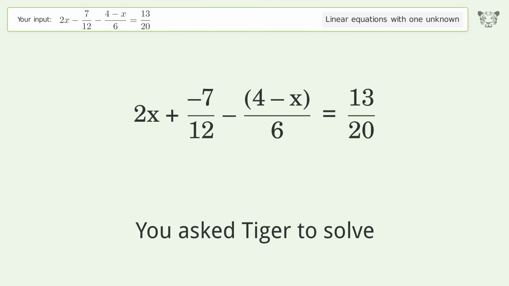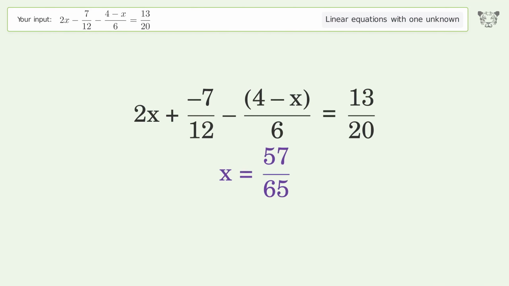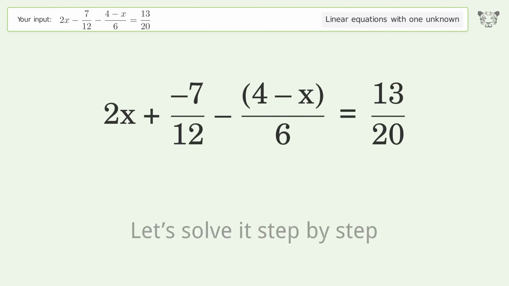You ask Tiger to solve. This deals with linear equations with one unknown. The final result is x equals 57 over 65. Let's solve it step by step.